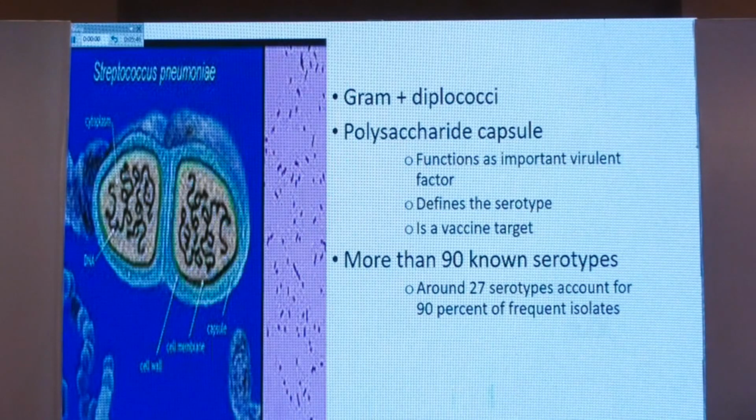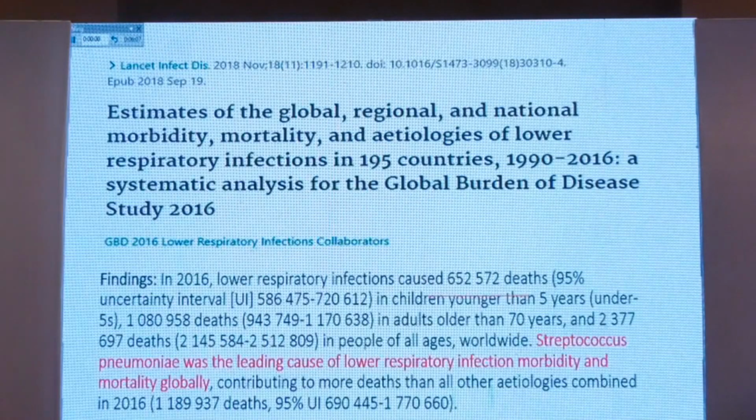Now, the Streptococcus pneumoniae, we all know, is a gram-positive diplococci, and the main virulent factor is the polysaccharide capsule that is surrounding it. And it defines the serotype, and it is also the virulent factor. More than 90 different serotypes are circulating, and out of that, 27 serotypes are responsible for 90% of invasive pneumococcal diseases.